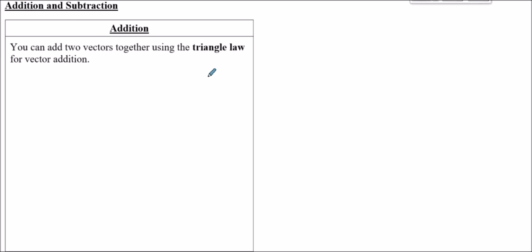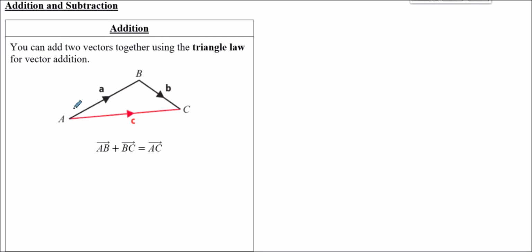Addition and subtraction of vectors. So vectors can be added and subtracted. So first of all, addition of vectors. You can add two vectors together using the triangle law for vector addition. So if we have a triangle here, ABC, and we call the vector from A to B, a, and the vector going from B to C, b, then AB plus BC is equal to the vector from A to C. In other words, a plus b equals c, like so.